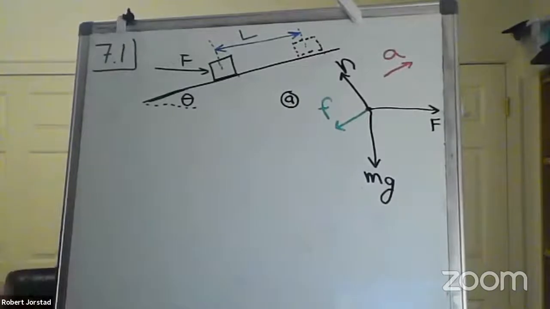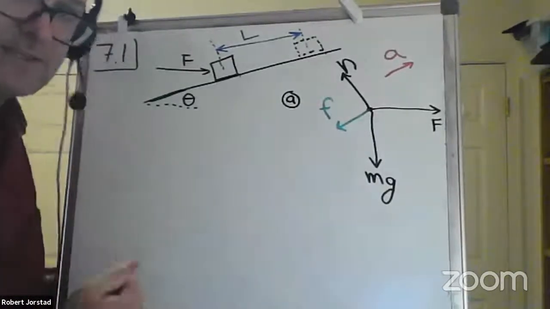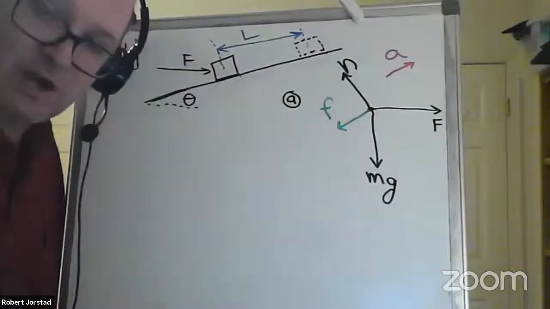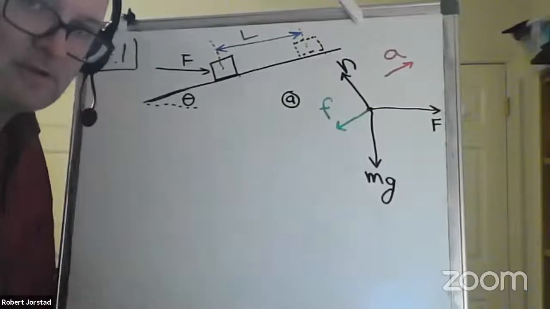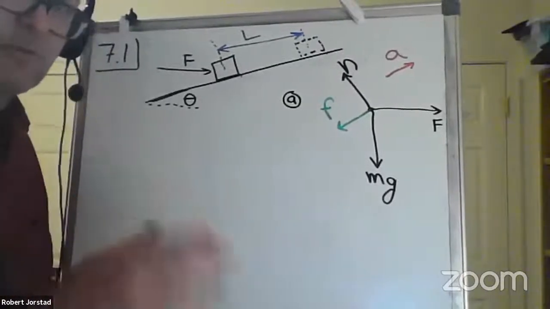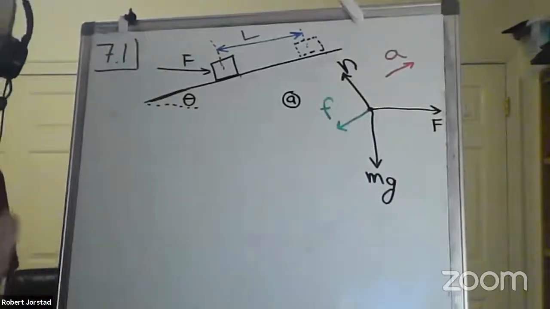If it doesn't say that it's accelerating, assume it is until you know otherwise. It's sort of like with a frictional problem, right? If we don't know if something's on the verge of slipping or not, we don't assume it is until we know otherwise. So, is that good on that?